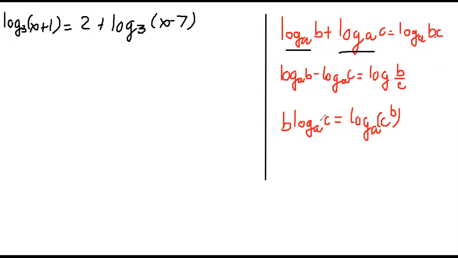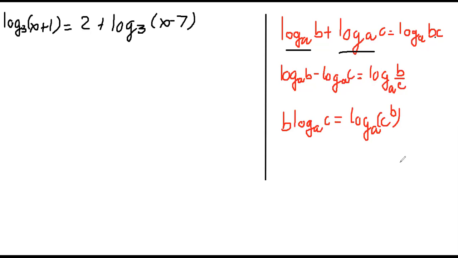The second one is the same as the first one, but instead of the plus, we have the minus. This I call the quotient rule. If you have logs with the same base and it's a subtraction, then the result will be equal to log base A of B over C. So one more time, if you have log base A of B minus log base A of C, then you will have log base A of B divided by C.